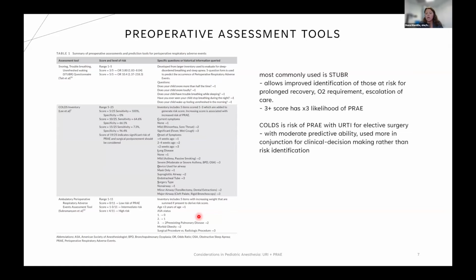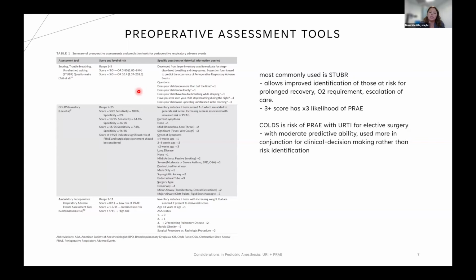So how do we go about thinking of stratification for risk? This is where we dive into the preoperative assessment tool. I apologize if it's a little small, but I wanted to walk through this table. This table comes from a review article that was published last year, actually 2022. And it's pretty much the guideline that pediatric anesthesiologists use.